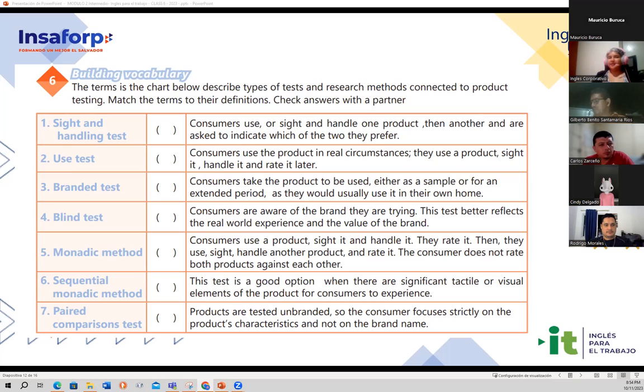So what is the first step that they use? They visualize the product, right? They handle it, and then they rate it. So they provide a punctuation or a score to the product. That is a monadic method. Teacher, in other words, the people could approve or dislike the product. Correct. Like a result. Yes.